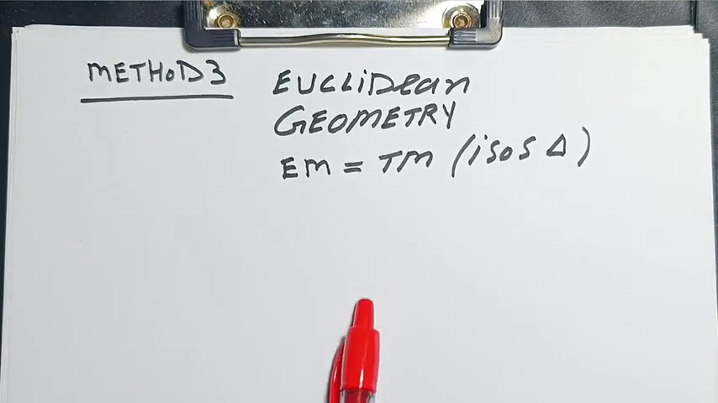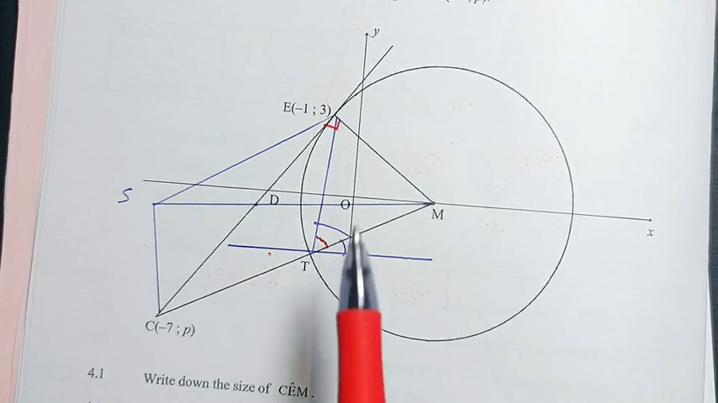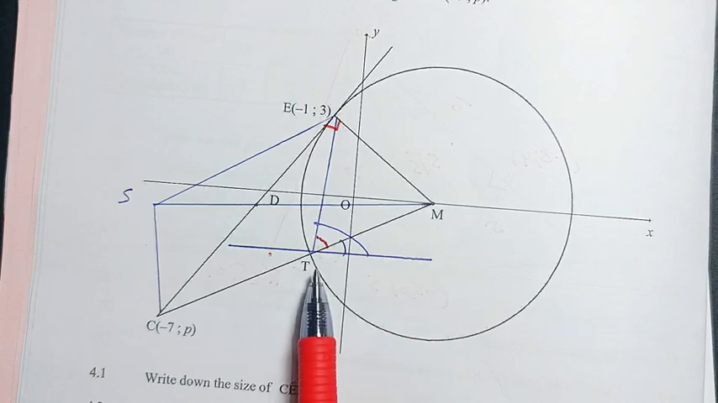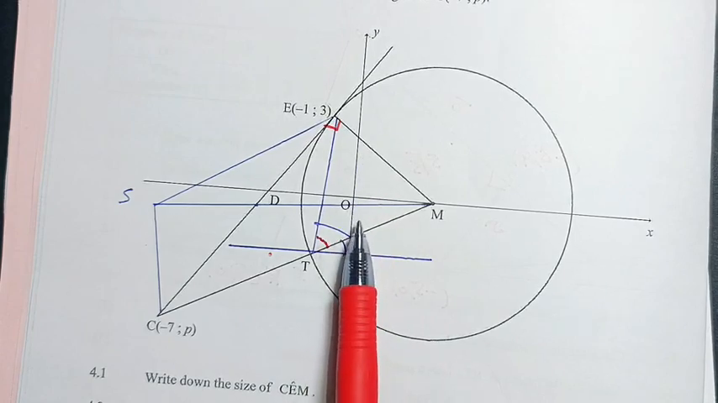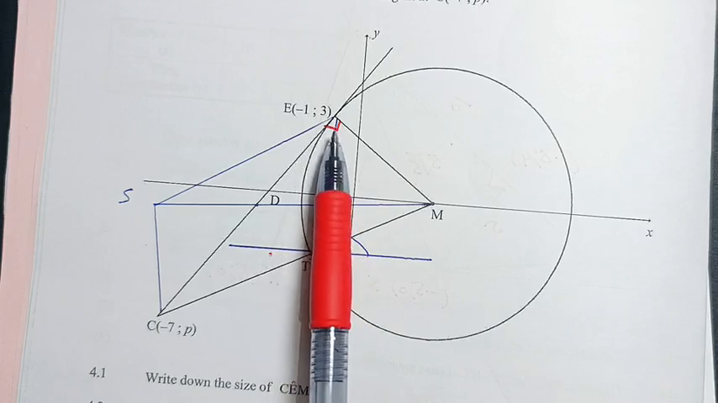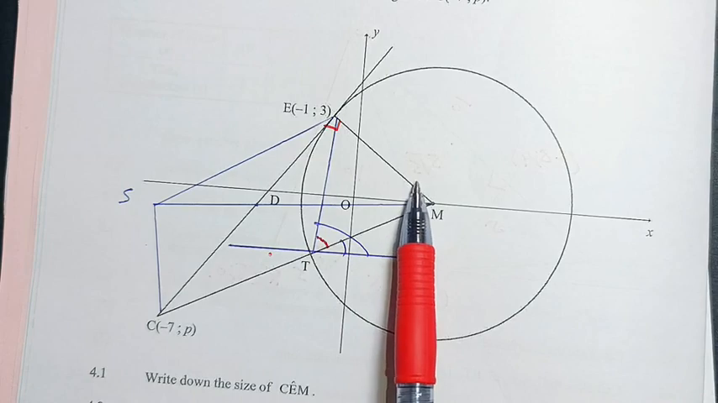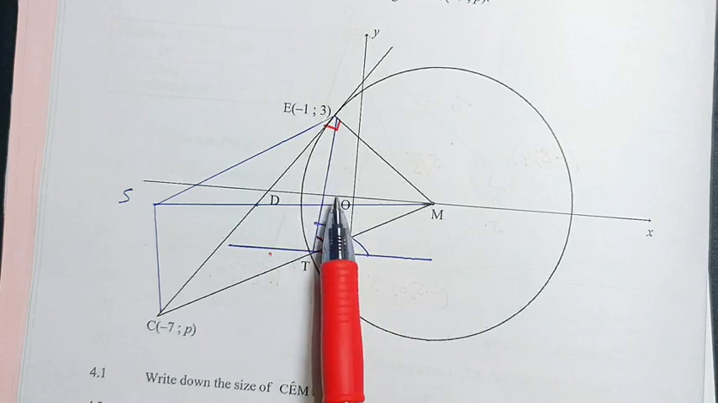Isosceles triangle, because EM is equal to TM. Now you need to pay attention, listen carefully. EM is radius and MT is radius. So this is an equal side. Isosceles triangle, so angles are going to be equal. So angle E and angle T going to be equal. So if I can find angle M here, then I can use sum of angles in a triangle to find the isosceles triangle angle.